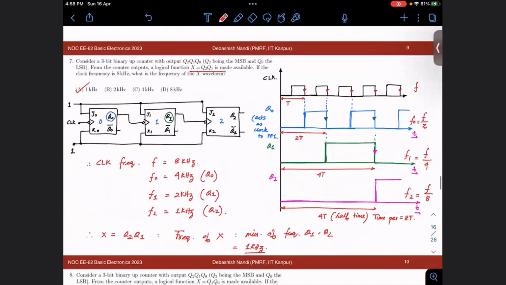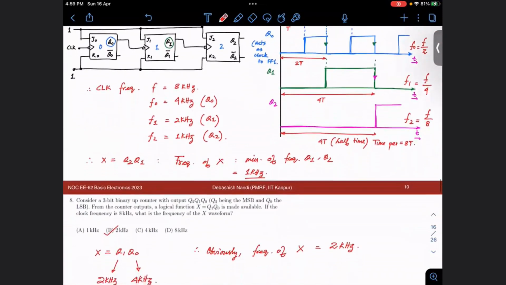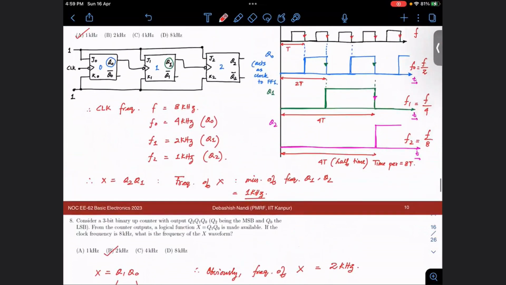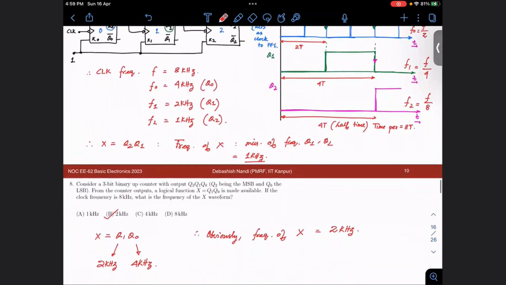Then we went to problem number 7, where we discussed how an up counter works. It works on the principle of frequency division. If you take Q0, Q1 and Q2 and make a combination out of it, by properly assigning the MSB and LSB, you can count from 0 to 7 with this counter, because it is a modulo 8 counter, a 3-bit binary up counter. So we have seen how frequency division works, and if we make any combination with the outputs of each stage, we can calculate the frequency of that signal.